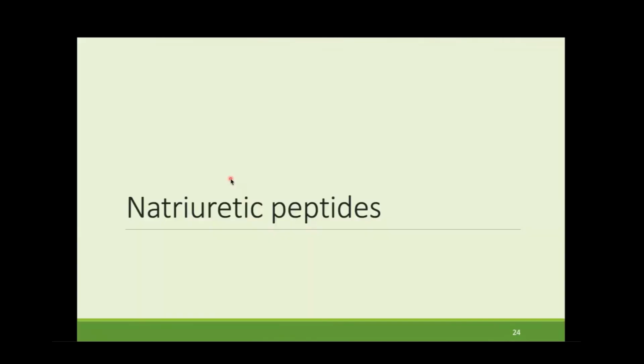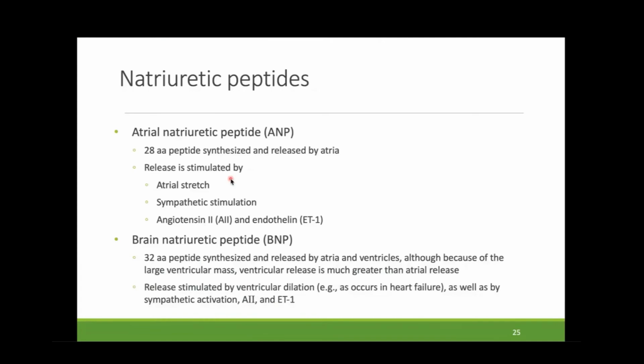Now let's go on to another humoral agent, and that will be the natriuretic peptides. The first natriuretic peptide that was discovered that had a lot of biological activity and significance was what we call atrial natriuretic peptide, abbreviated ANP. It is a 28 amino acid peptide synthesized by the heart, primarily by the atria. So the heart is not only a pump in the body, it's also an endocrine organ. It synthesizes a very important hormone, ANP.